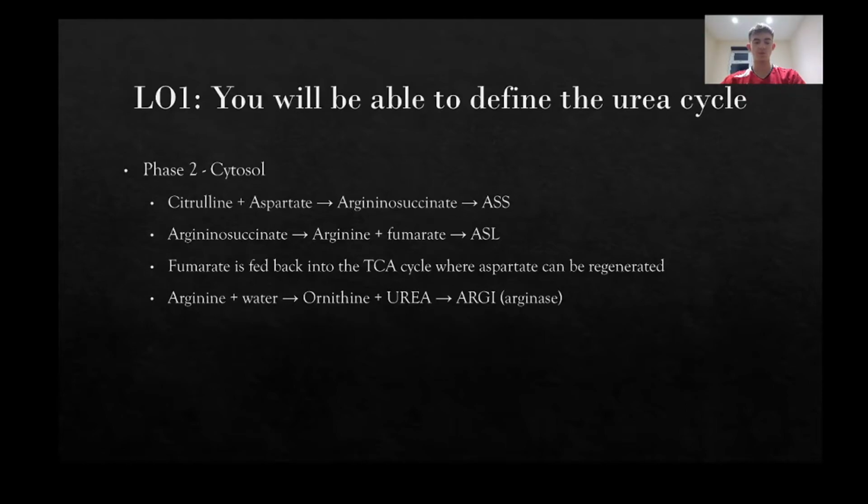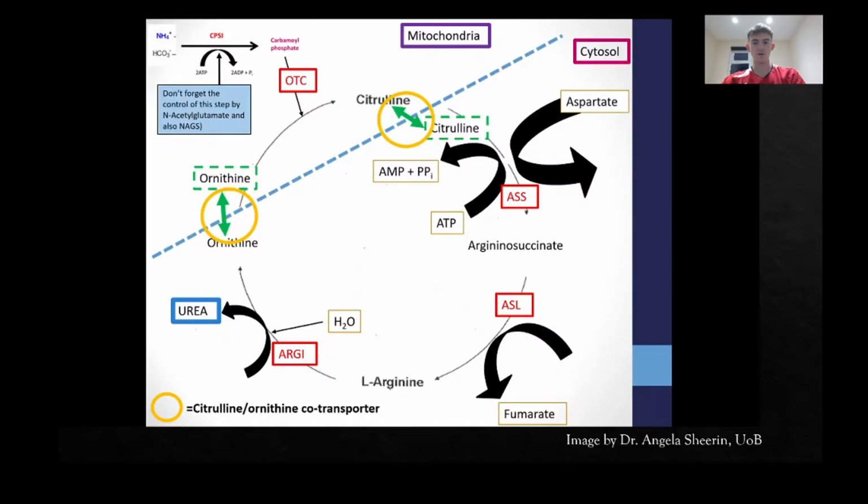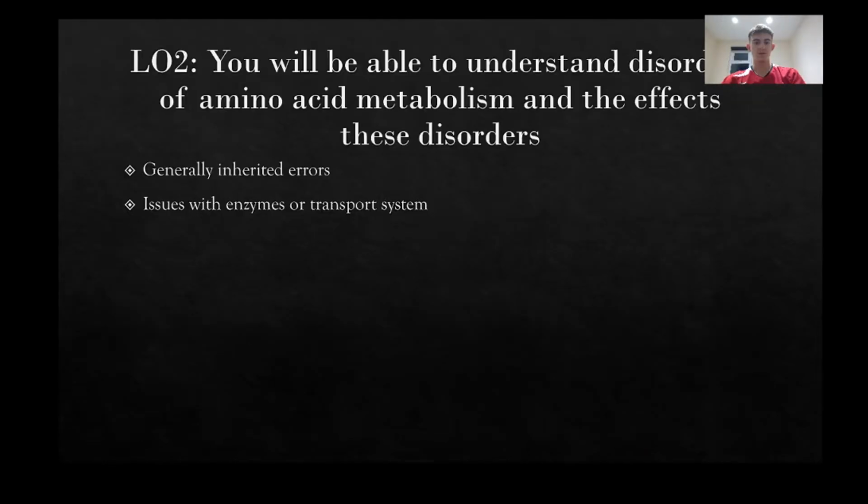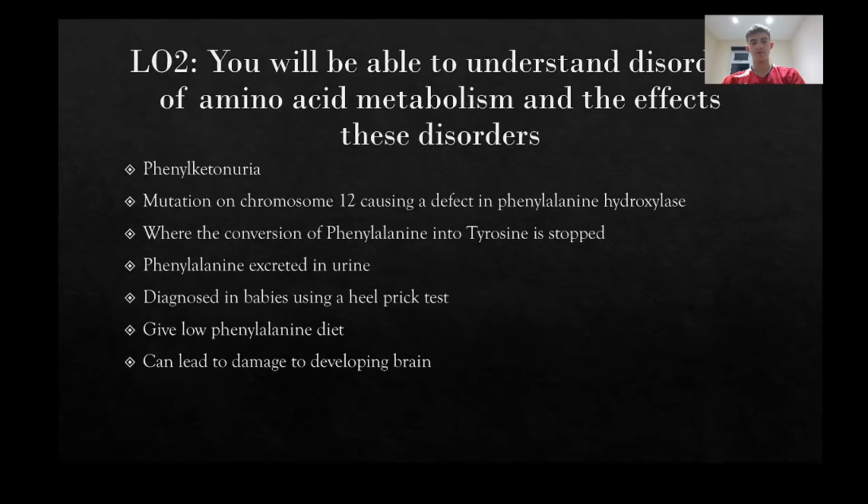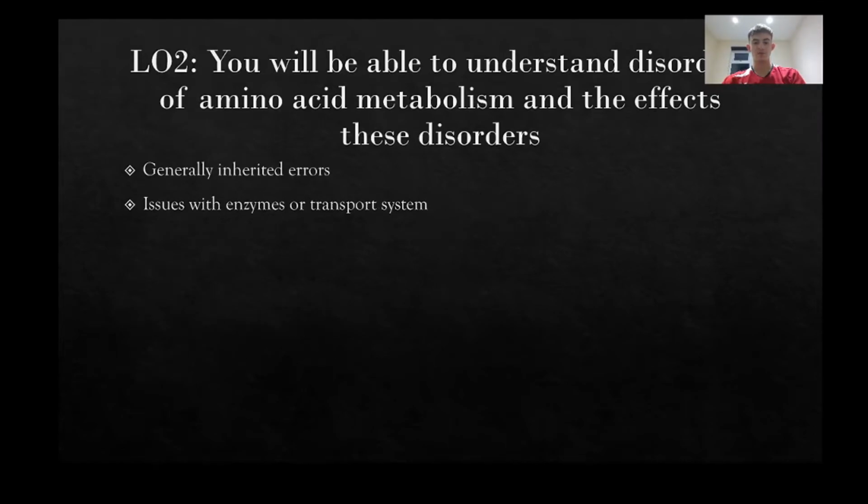Urea is a very water-soluble molecule, so not a lot of water is wasted when we excrete urea, and this is very important for terrestrial animals because we need to save as much water as we can in order to perform other reactions in the body. So this is an overview of what happens. At any one of these stages, one of these enzymes can be defective and go wrong, and we'll talk about that in a bit. These disorders are generally inherited, and they're either issues with enzymes or a transport system.